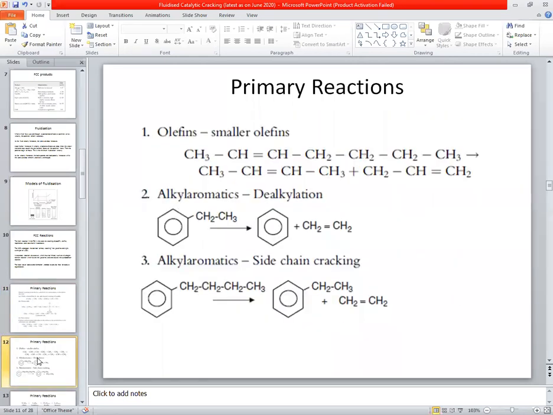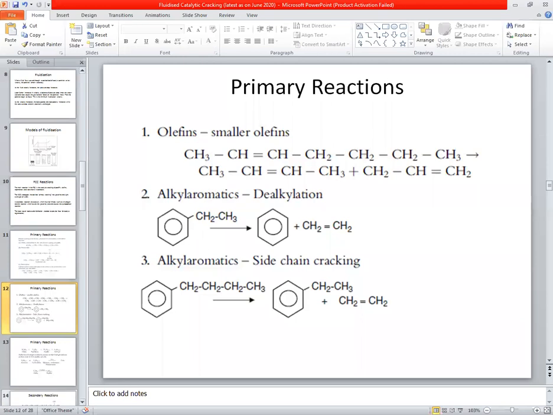Also in primary reactions, alkyl aromatics produce a benzene ring and C2H4, that is ethene. So alkyl aromatics produce the aromatics plus ethene. These are the primary reactions.